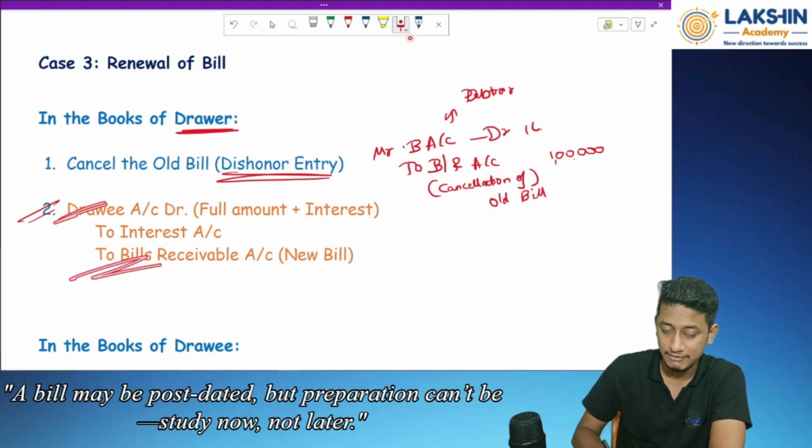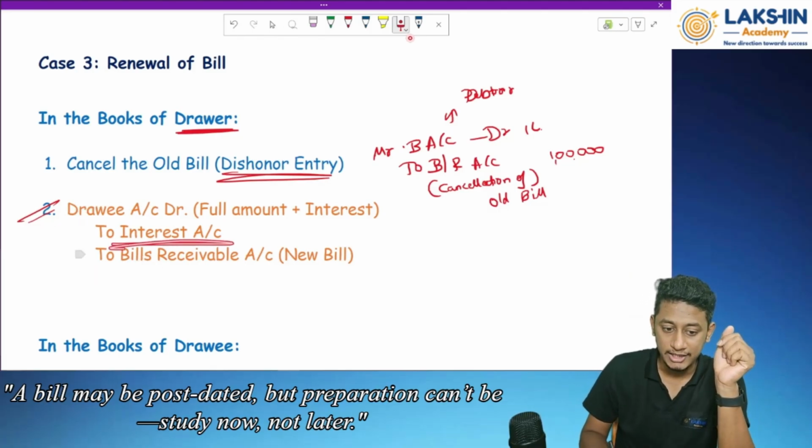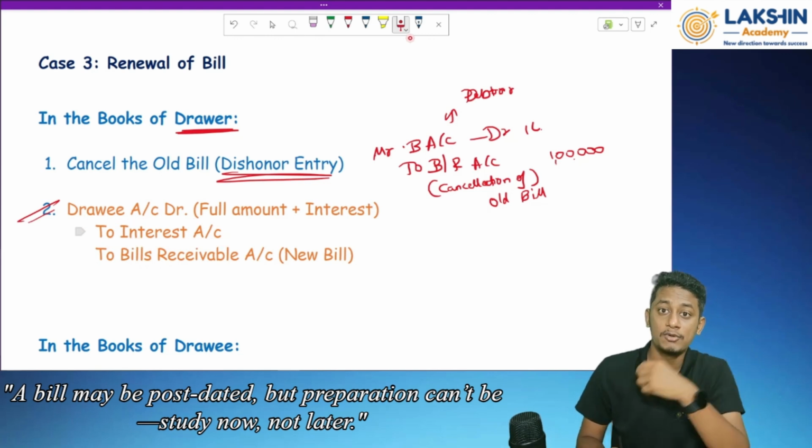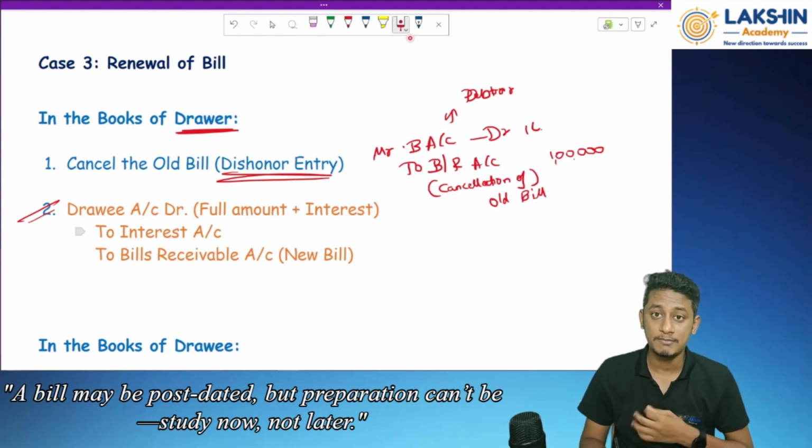Drawee account to bills receivable. An additional component is interest over here. Why is interest added over here? Interest becomes an income to Mr. A. To Mr. A, interest becomes income.